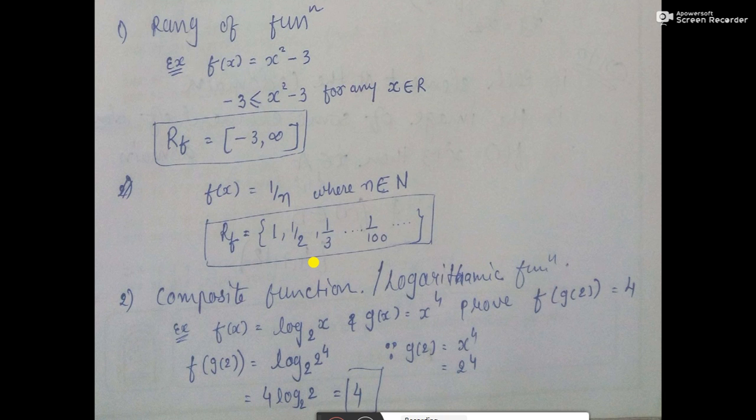Now we can move 4 forward and it becomes 4 log to the base 2, 2. So if the base and value are the same, then it is 1, that we know. Now the answer will be 4 into 1, which means 4. Hence it is proved.